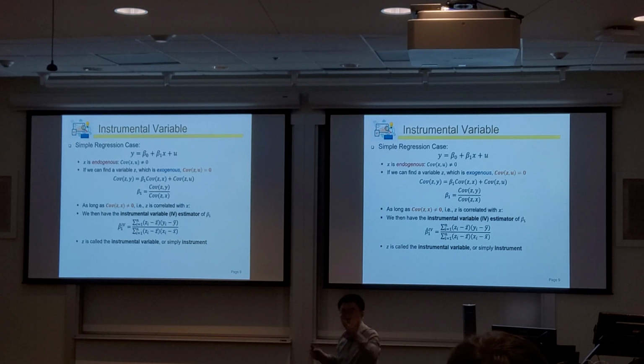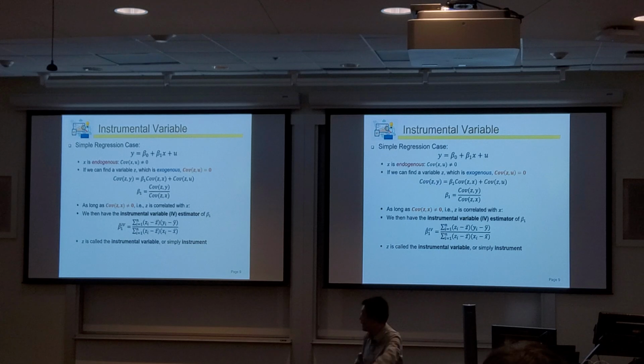All right, if you can find a variable that is uncorrelated with this error term, which creates the problem, right? Uncorrelated with that. But at the same time, it's correlated with this endogenous x variable. If you can find such a variable, then that variable can be used as the instrumental variable, and it can help us address this endogeneity.